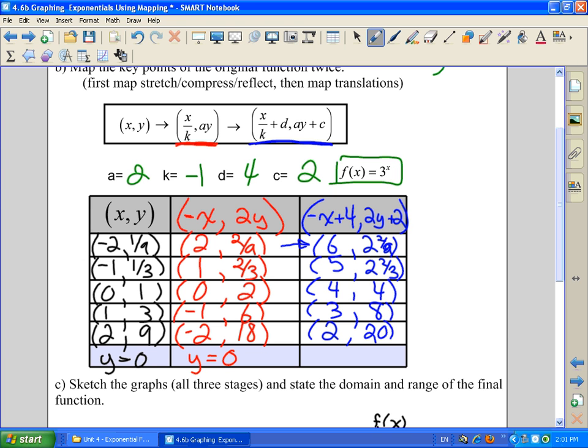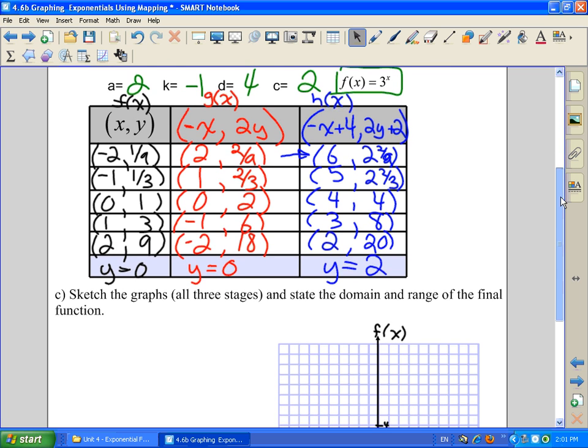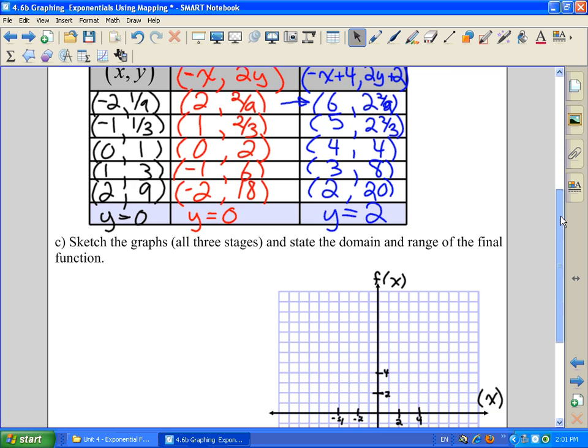Now what we have to remember here is to do our asymptote, and it's going to be y equals your c value, which is 2. So just quickly for my labeling, this is my f at x, which is my parent function. I'm going to call g at x my transformations, and I'm going to call h at x the entire thing. It's got translations and transformations all put together. All right, let's transfer this over to the graph, ladies and gentlemen.